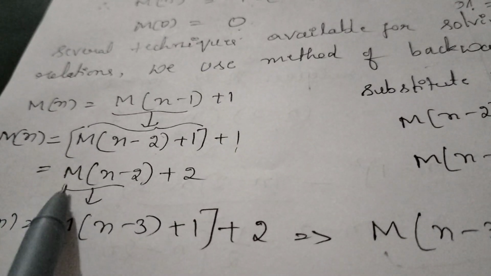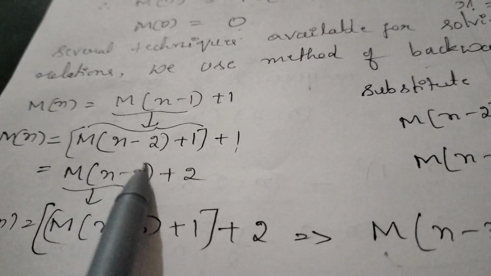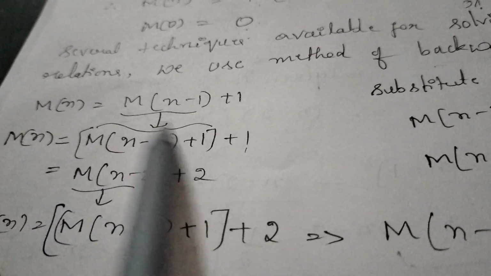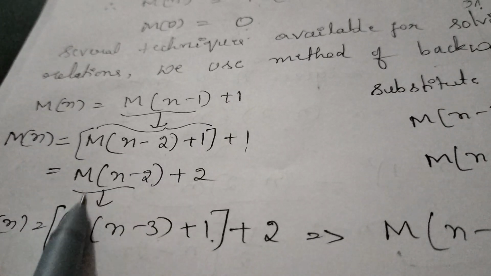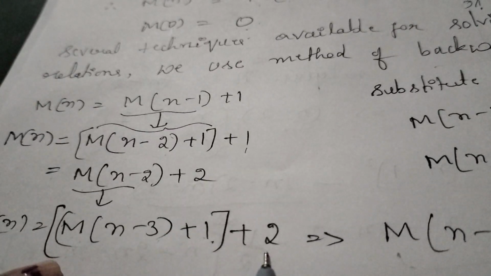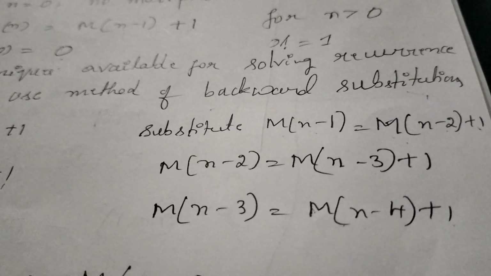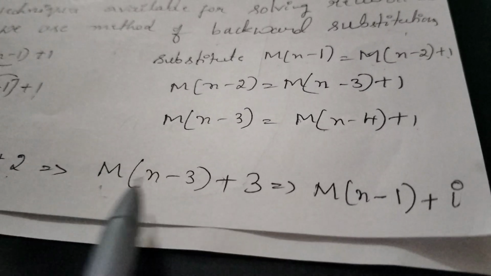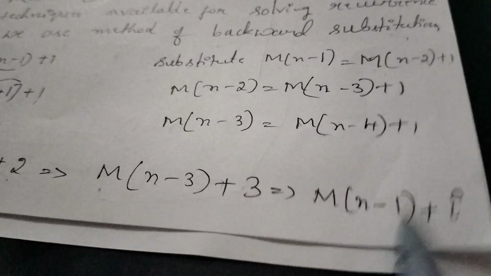So finally it will be equated to m of n minus 2 plus 2, as you add these two. Whenever we find m of n minus 2, it should be replaced with m of n minus 3 plus 1, retaining the previous value. So we are getting this pattern every time: m of n minus 3 plus 3. So in general, can I write it as m of n minus i plus i?